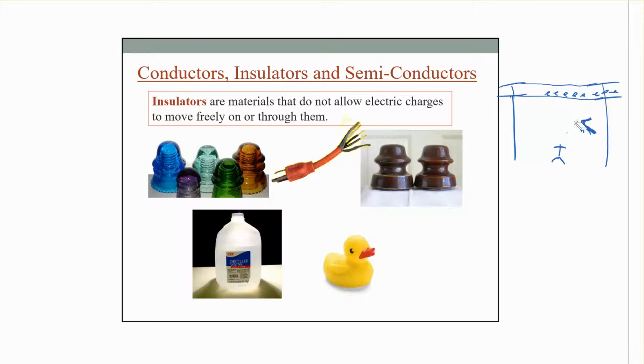If this rod is made of rubber, then these electrons don't flow nicely through it, so it's insulating me from the electrons that are going to kill me. So that gets the difference here. Insulators are materials that do not allow electric charges to move freely on or through them. They just don't have extra electrons in them that can flow. And I'll show you what I mean in a minute.